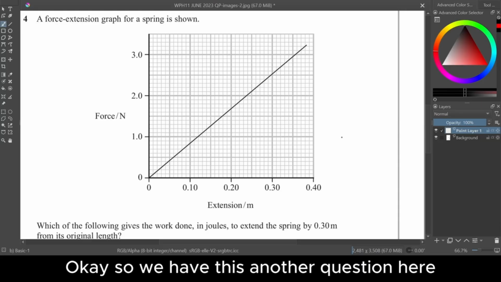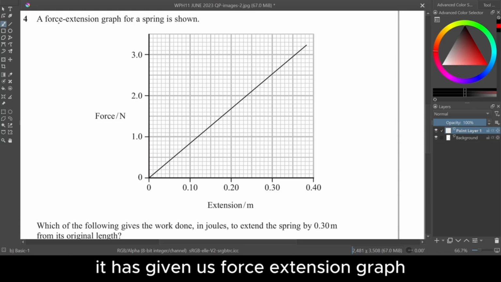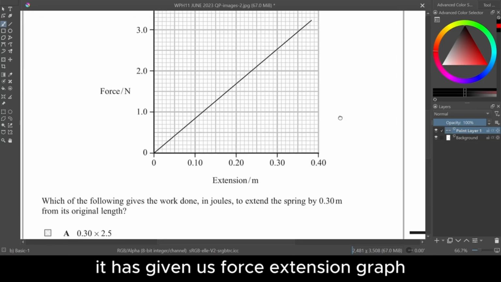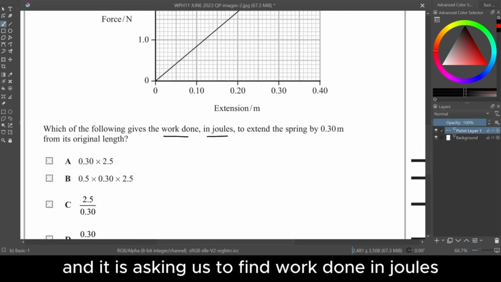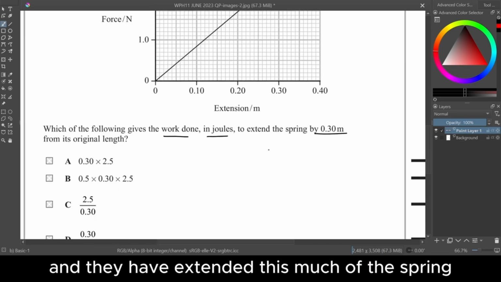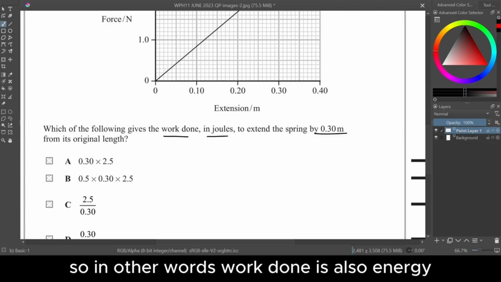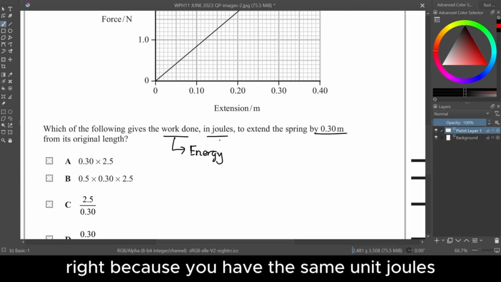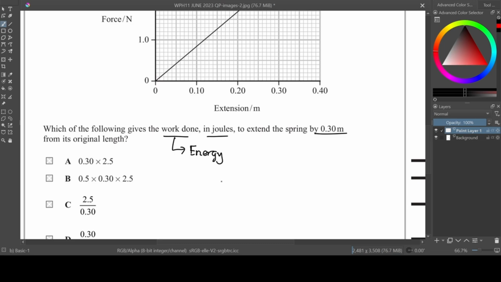Okay, so we have another question here. It has given us a force-extension graph, and it is asking us to find the work done in joules, and they have extended the spring this much. So in other words, work done is also energy, right? Because you have the same unit, joules.